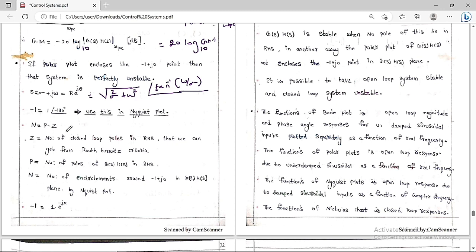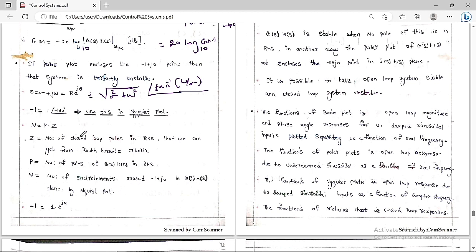The next point you have to remember: N is equal to P minus Z. This formula you always have to keep in your mind. Here Z indicates the number of closed loop poles in the RHS that we can get from the Routh-Hurwitz criterion, whereas P is the number of poles of the open loop transfer function which are present in the RHS of the s-plane. And N indicates the number of encirclements around the minus 1 plus j0 point in the G(s)H(s) plane by the Nyquist plot.